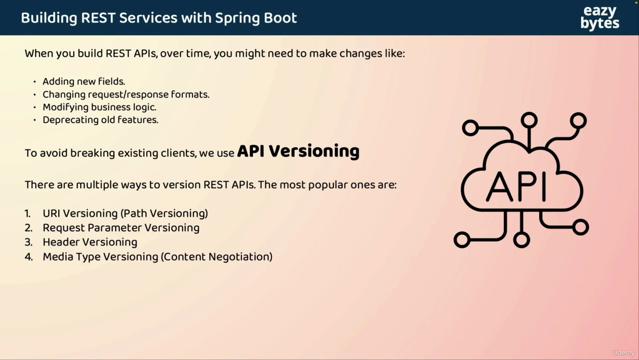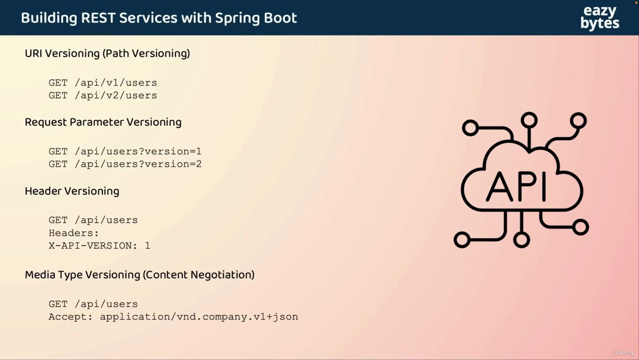Usually this API versioning can be done using 4 different approaches. Let's try to understand what these 4 approaches are. The first approach is to mention the version number inside the URI or inside the REST API path itself, like API/v1/users. This is the most commonly used, and that is what we are also going to follow inside this course.